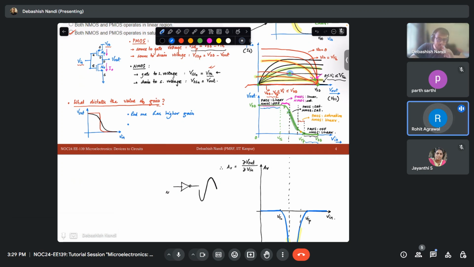So the slope of the red curve is high. The slope of the red curve is greater, right? So that will give me a good amplifier. Yes, sir. But good amplifier in the sense of high gain. So my question is, what characteristics of this curve determine that high slope?